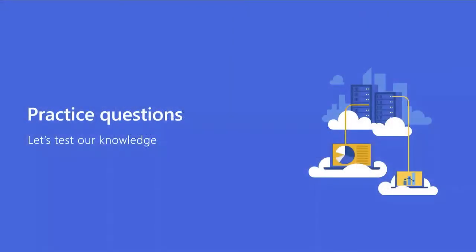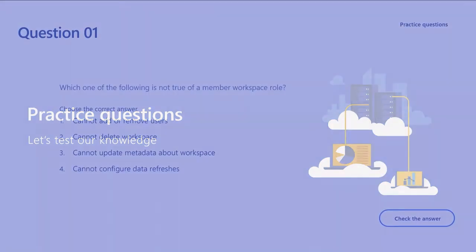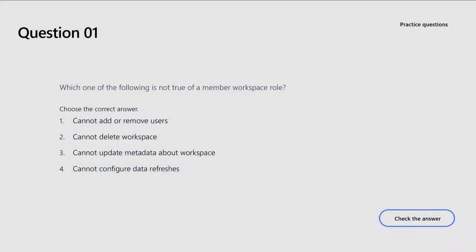So with that, let's go and review some of the practice questions. First one is, which one of the following is not true of a member workspace role? Options are: cannot add or remove users. Second is cannot delete workspace. Third is cannot update metadata about workspace. And then fourth is cannot configure data refreshes.